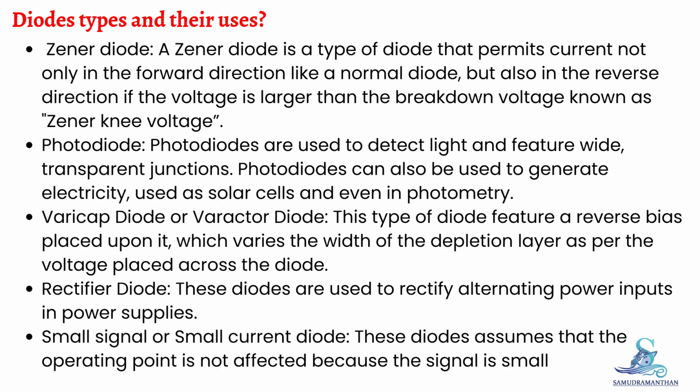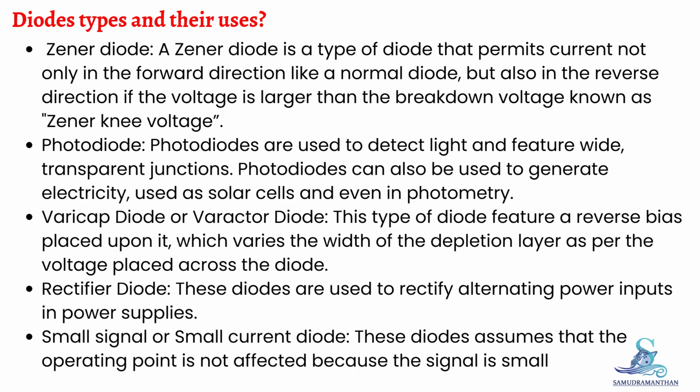Photodiode. Photodiodes are used to detect light and feature wide, transparent junctions. Photodiodes can also be used to generate electricity, used as solar cells and even in photometry. Varicap diode or varactor diode. This type of diode features a reverse bias placed upon it, which varies the width of the depletion layer as per the voltage placed across the diode.